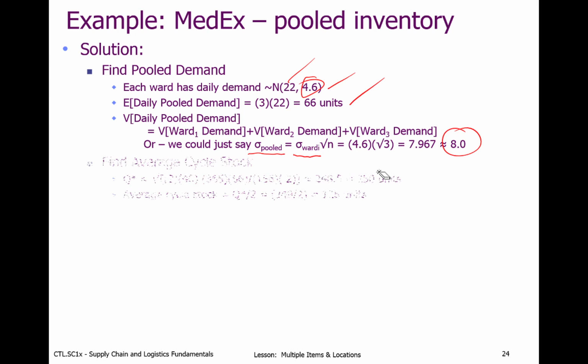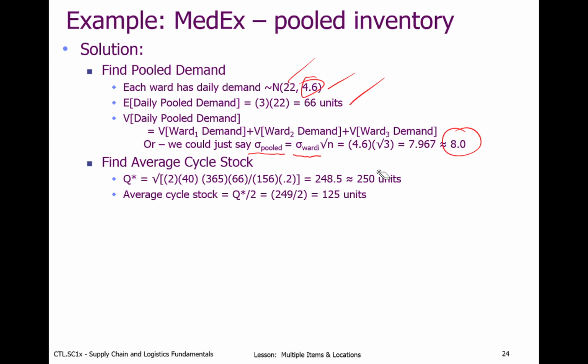All right. So now we want to find the average cycle stock. I do my Q again, and what's changed? 2 times the transaction cost hasn't changed. The total demand has changed, right? 365 times 66 a day, and the C sub E has not changed, but I end up with 248.5. I'm just going to use 250 units going forward. So a Q of 250, cycle stock is half of that, 125.